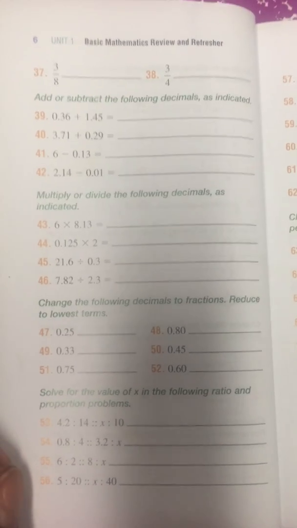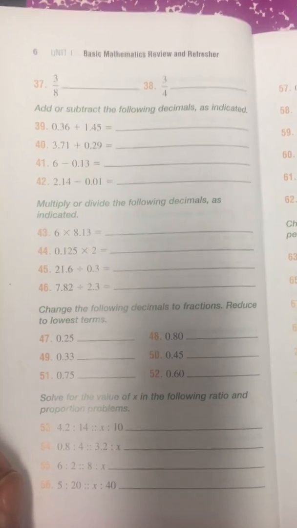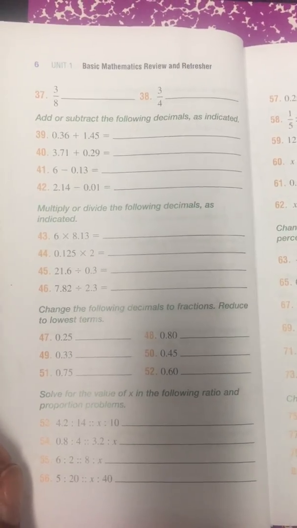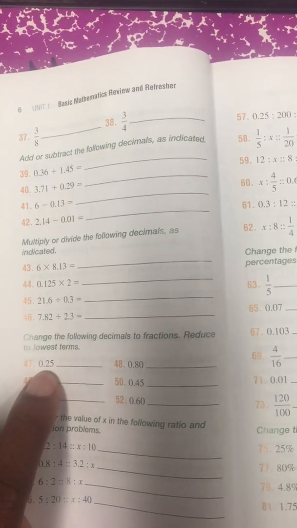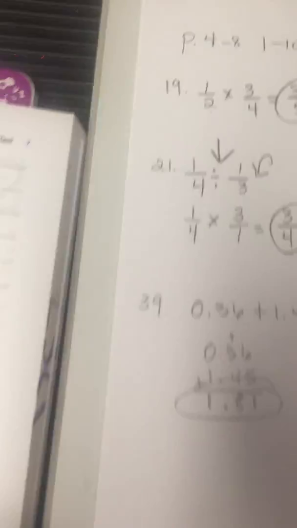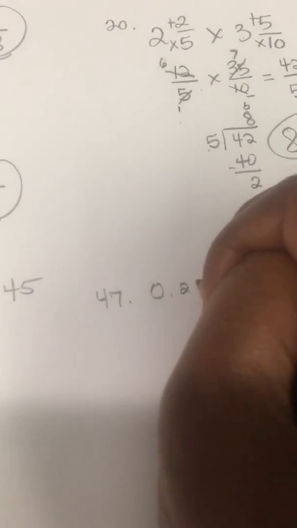For numbers 47 through 52, I want you to change the decimal to a fraction. So we've been doing that. So you have 0.25, that will be 25/100. And I just want you to show me the steps. What did you divide by to get the answer? I think many of you on that first assignment was just giving me answers. So for example, on 47, I have 0.25.